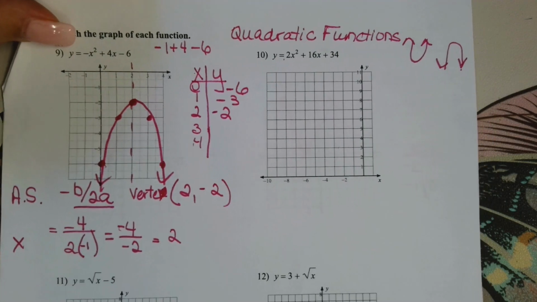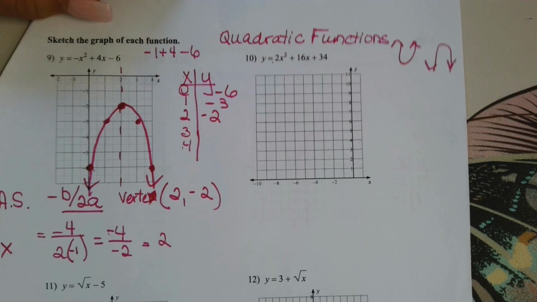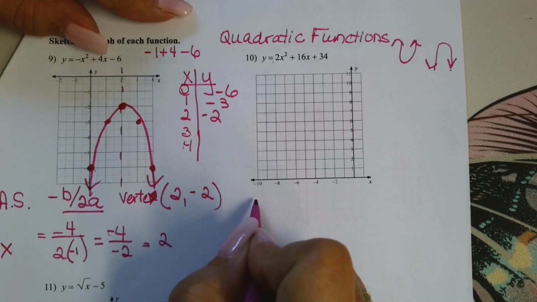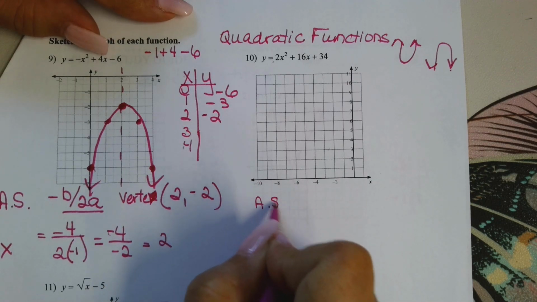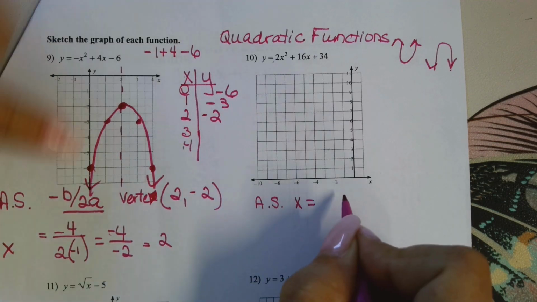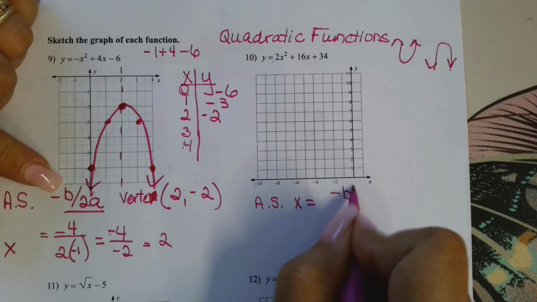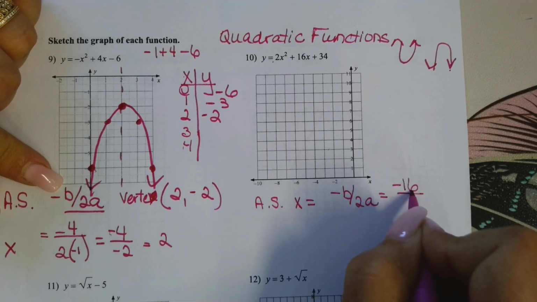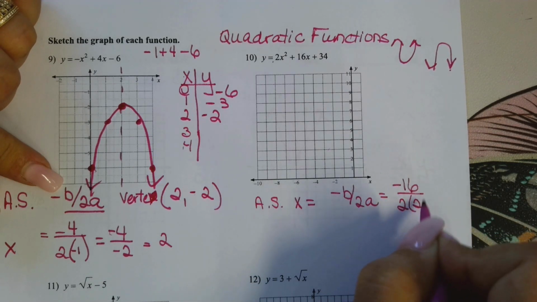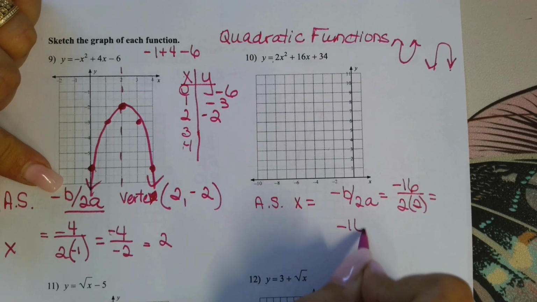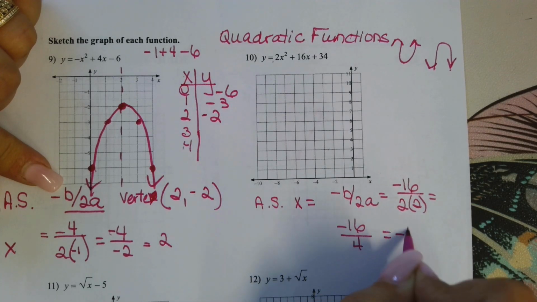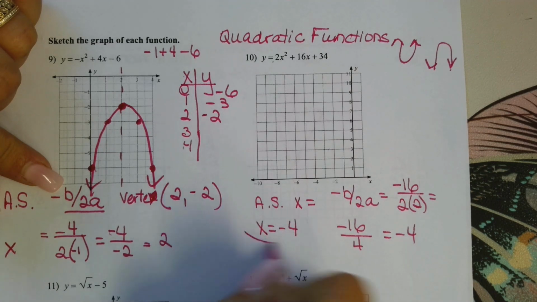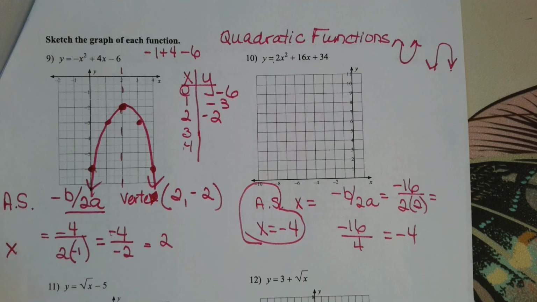All right, let's take a look at number 10. Again, we want to find the axis of symmetry, which is going to be the line x equals -b over 2a. So that's going to be -16 over 2 times 2, which is 4. So that's -16 over 4. That's -4. So the line x equals -4 is your axis of symmetry.